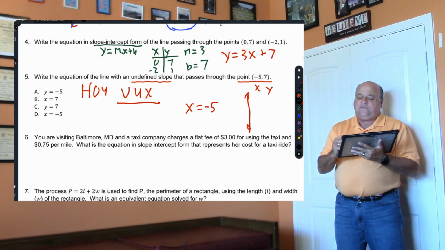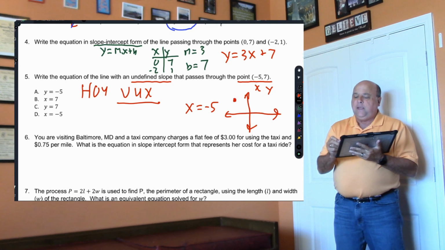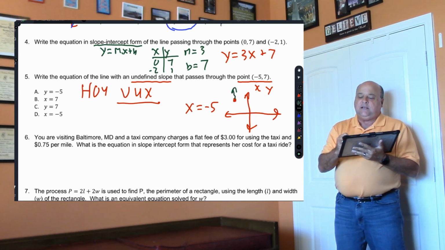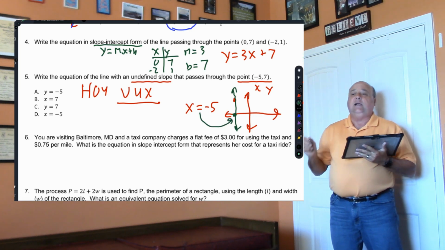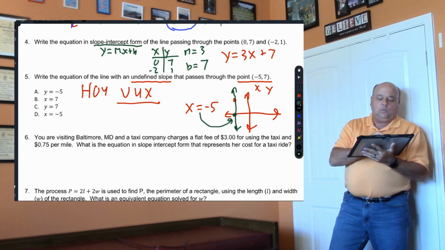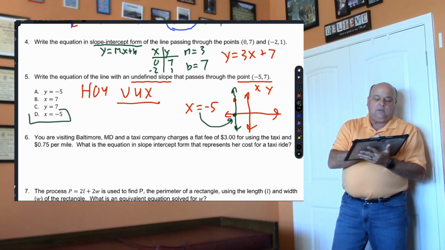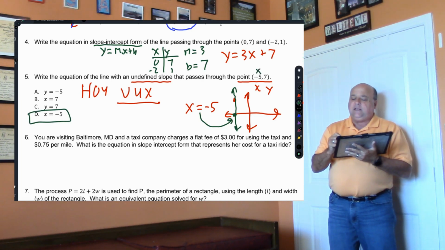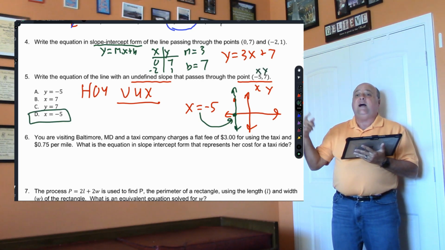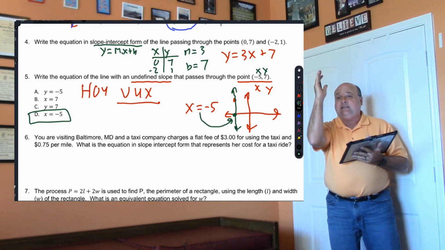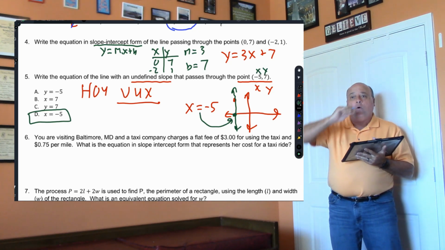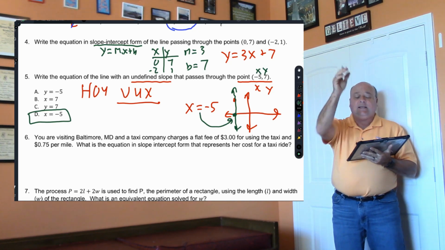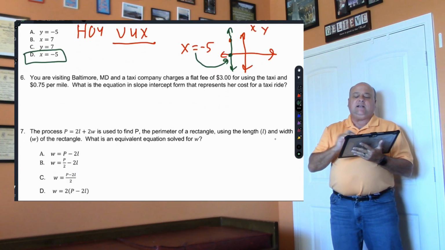If we were to graph this, negative 5, 7 would be up here, and the line is undefined. It's a vertical line, isn't it? So it goes through the x-axis at negative 5. So our equation would be x equal negative 5. It's also important to note that it's either going to be x equal negative 5 or y equal 7. X equal, vertical; y equal, horizontal. Piece of cake. Going to number 6.